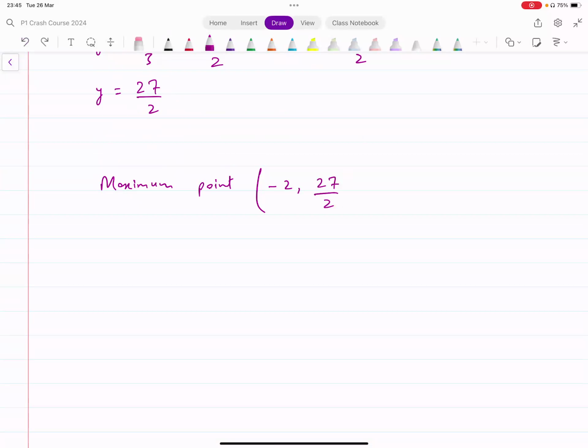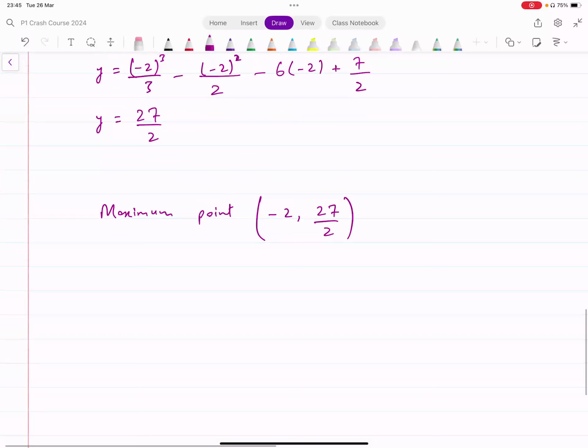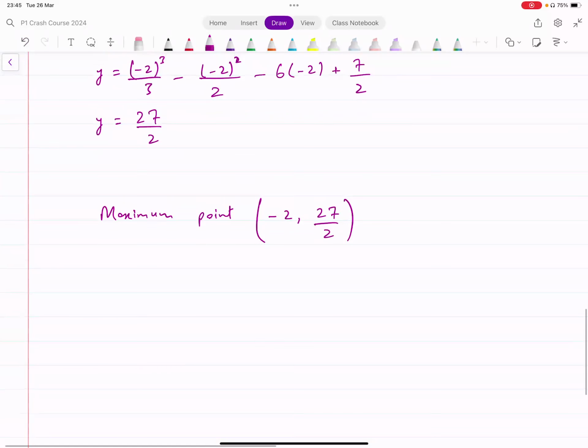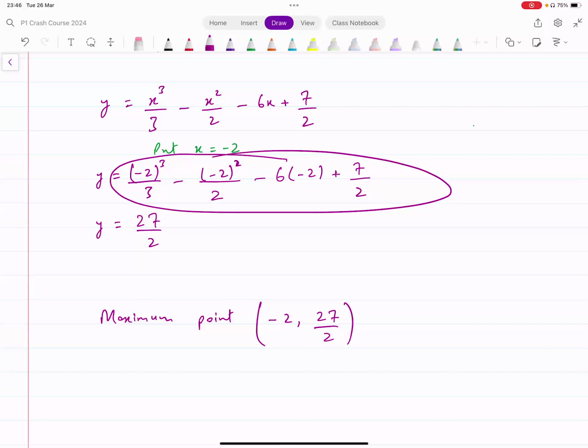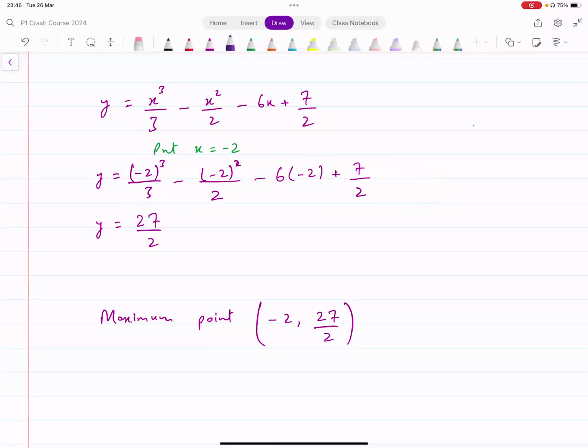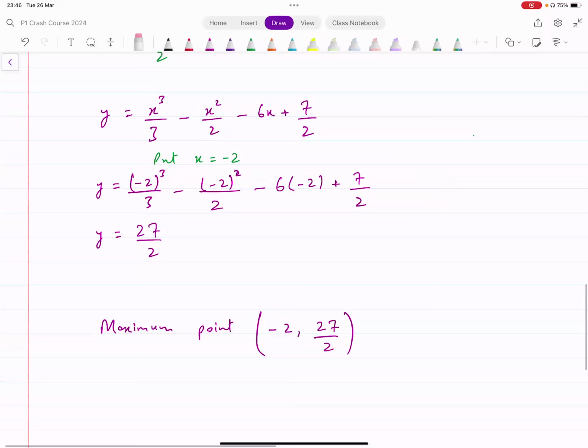Sir, I'm getting 89 over 6. 89 over 6? From this? Yes, sir. Actually, that might be correct because here the LCM is supposed to be 6, right? 3 and 2. But it might be simplified as well. Can somebody else confirm this as well?